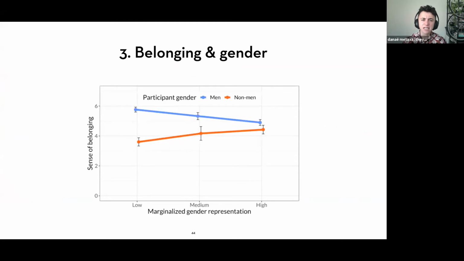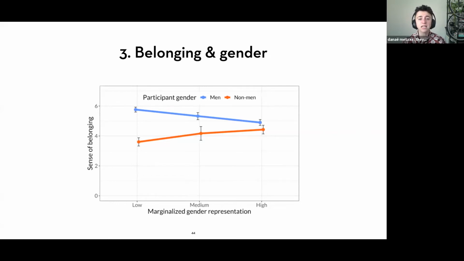So first, let's examine sense of belonging as women's representation was increased, separating participants by gender. As you can see here, women's representation in images had a significant effect on participants' sense of belonging, but that effect was heavily moderated by participant gender. When shown search results with very low representation of women, men were much more likely than women to say they felt belonging. Then as I increased the proportion of women in those search results, women's belonging increased while men's decreased to the point where they nearly converged.